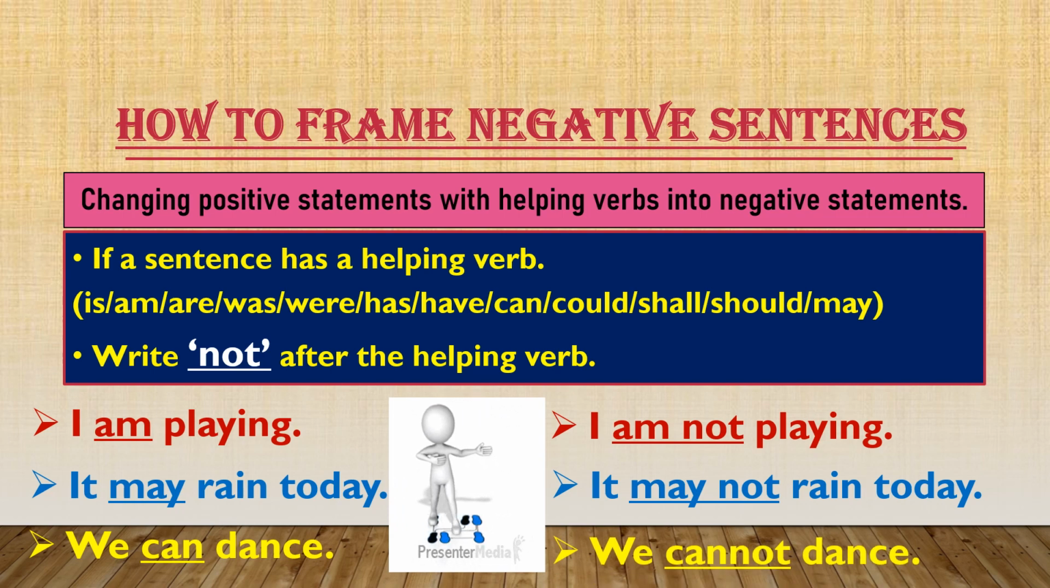So, to change positive statements which have helping verbs in them, we just have to identify the helping verb and add not after that. And your sentence will become negative. It's very simple.